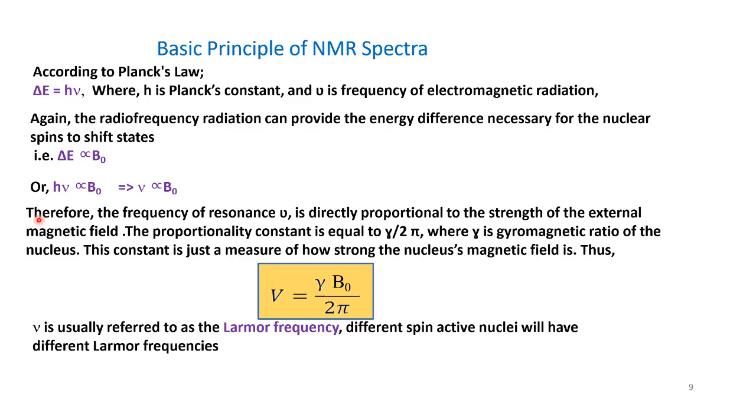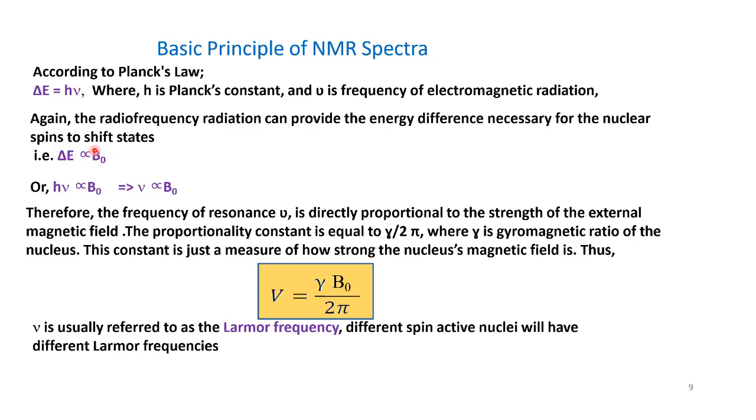So again, we know that delta E equals h nu. Here again, h is the Planck's constant and nu is the frequency of the magnetic field or radiation. So in this case we are using the magnetic field. So then it is directly proportional to the B naught.